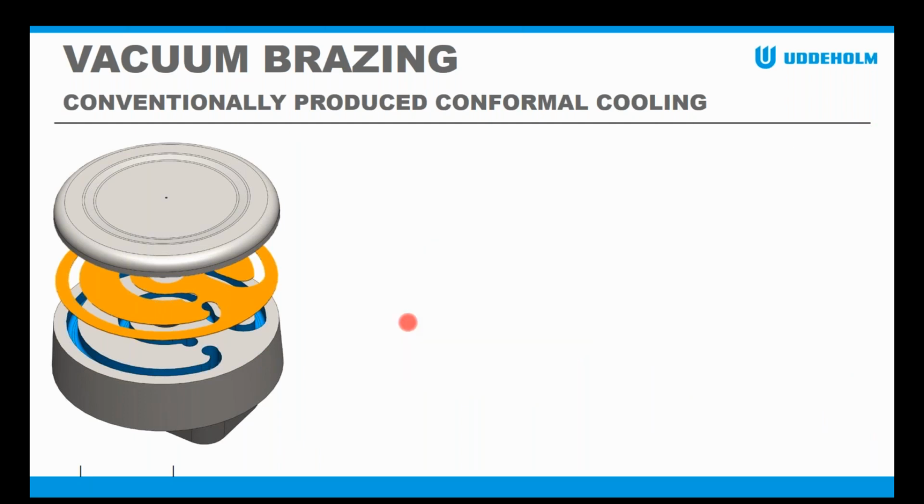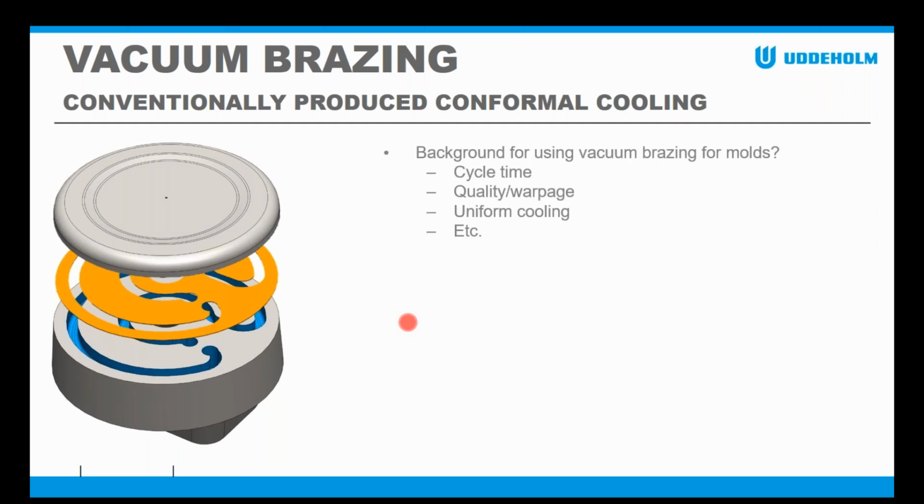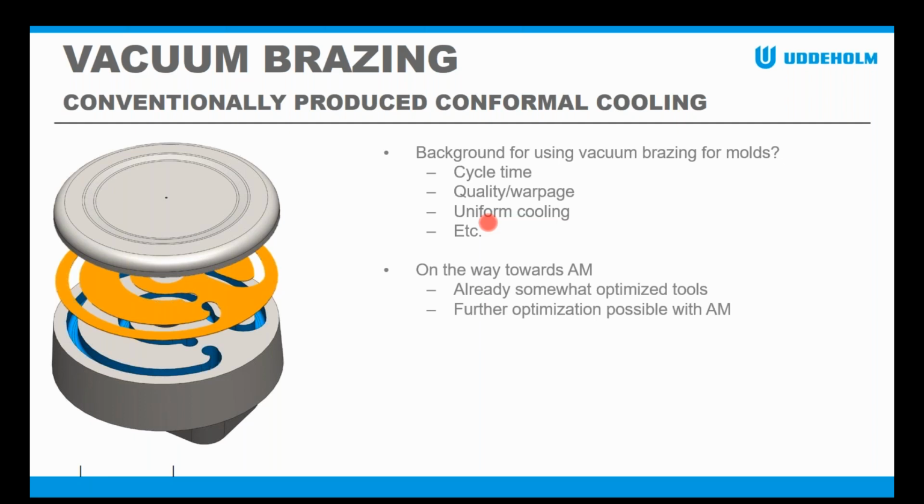So why am I talking about this? Well, the reason to choose vacuum brazing, or the background for using vacuum brazing, is often because you want to reduce cycle time, or maybe you have some quality issues or warping problems, and you want to have a more uniform cooling. And these are the same reasons to choose additive manufacturing. Of course, you maybe don't always want to achieve all of them, but if you're looking for vacuum brazing, then the step to choose additive manufacturing, or at least looking at additive manufacturing, is quite short. The background for choosing the two techniques is quite close to each other.